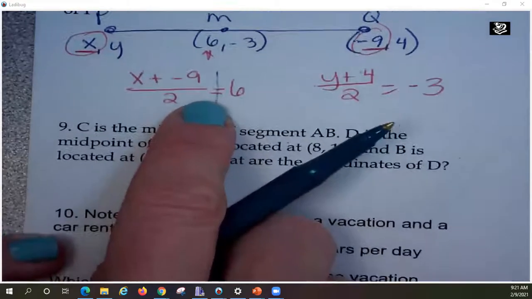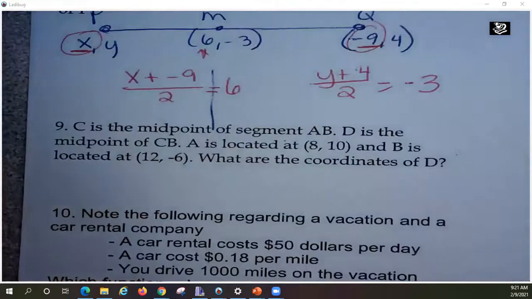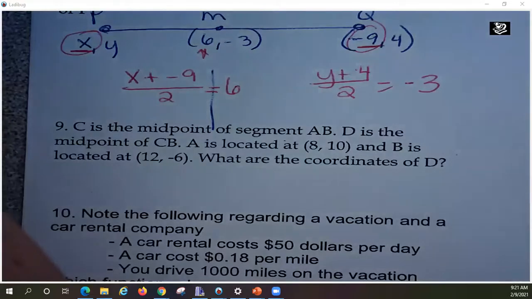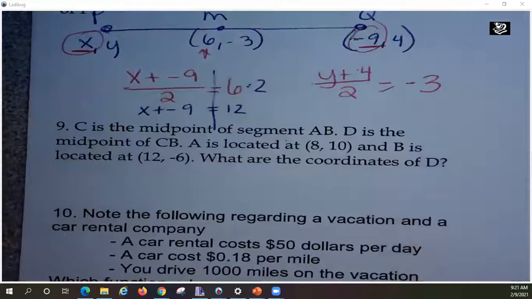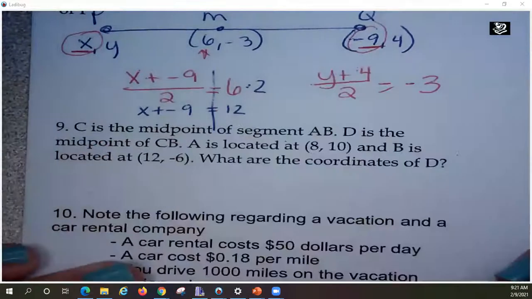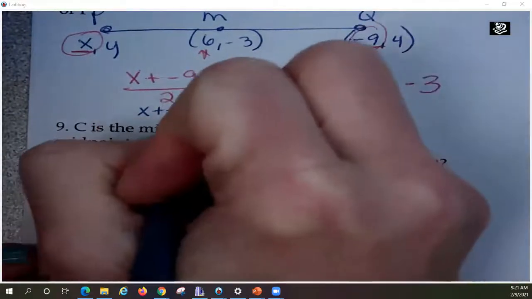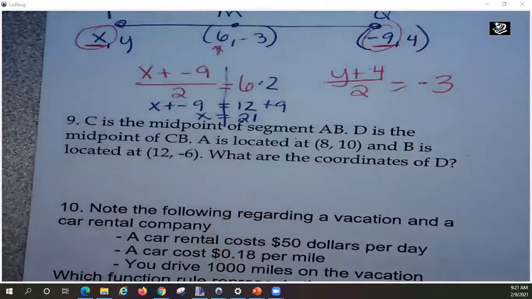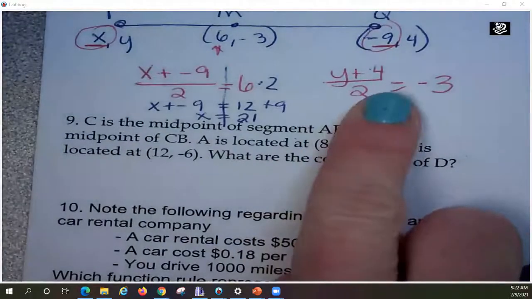Divided by 2. Good. Multiply by 2, so I get x plus -9 equals 12. Will, what do you do next? Good. So I get x equals 21. Jamon, what about over here? What do I do first?